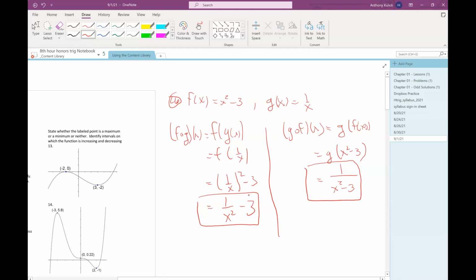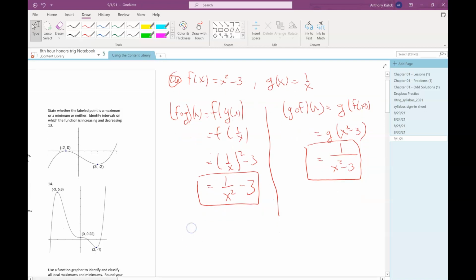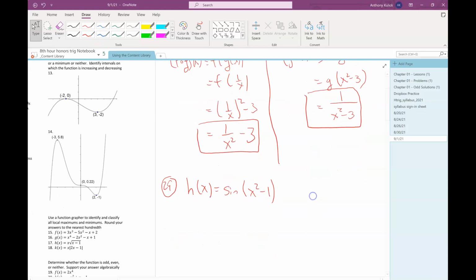Who's next? Luke. 29. Okay, it says find two functions, f of x and g of x, such that f compose g of x is h of x. You said 29. Okay. So my h of x is sine of x squared minus 1. So answers may vary for this one. There's lots of different, well, maybe not lots, but several different pairs of f's and g's you could use.